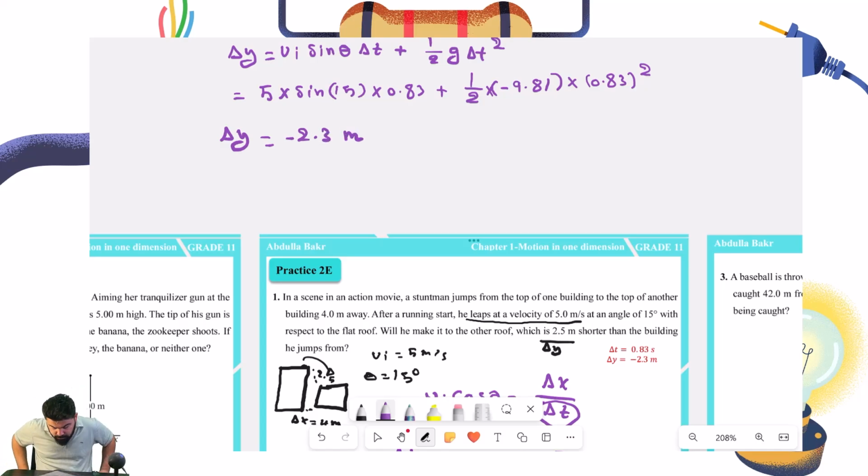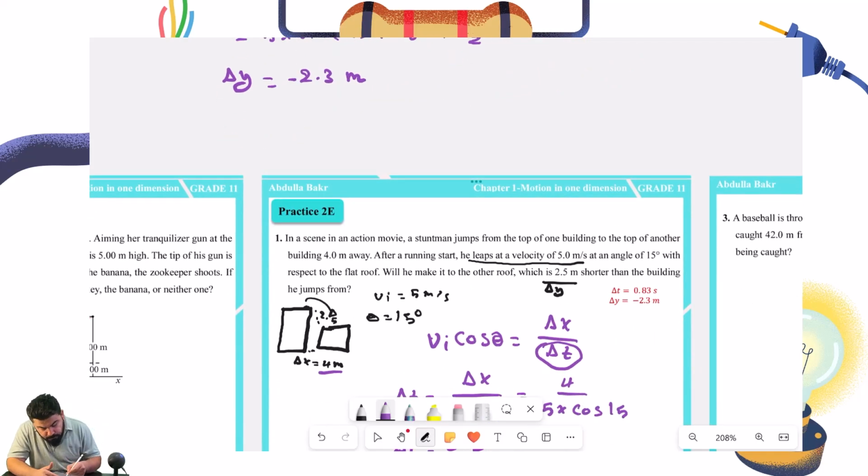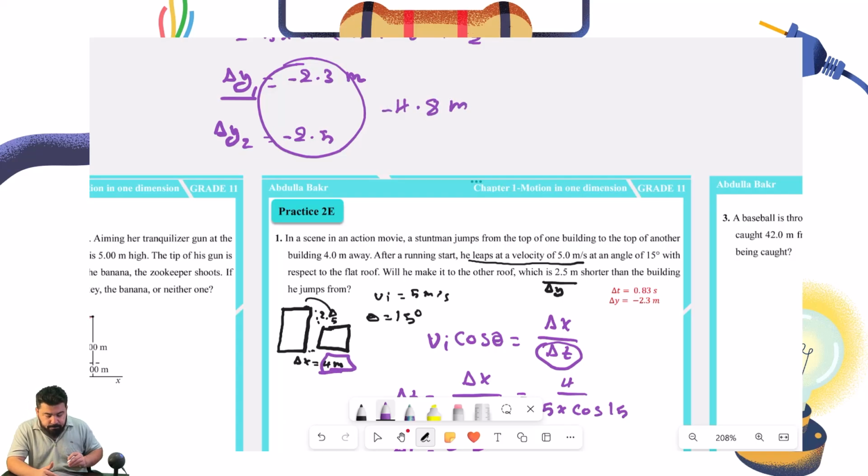Be careful. So is he going to make the jump? Of course he's going to make the jump. So how do I know? Let's add the two heights that I have. So this one is the height of the small building. The difference between them was equal to what? So let's say this is 1 and this is 2, was equal to negative 2.5. If you add these two together, you're gonna get a number which is bigger than 4. Okay, so this is negative 4.8 meters. Is he going to make the jump? Of course. Okay.